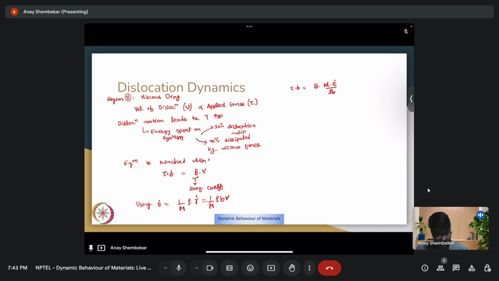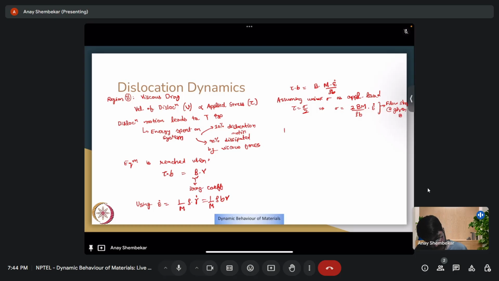Assuming that the applied loading is uniaxial stress, using Mohr's circle, we get tau is equal to sigma by 2, that is the maximum shear stress. So we end up having sigma is equal to 2 B m by rho b epsilon dot. So this is the flow stress at a given epsilon dot.